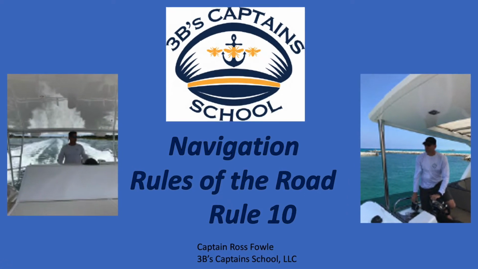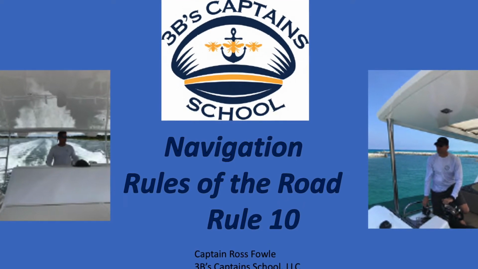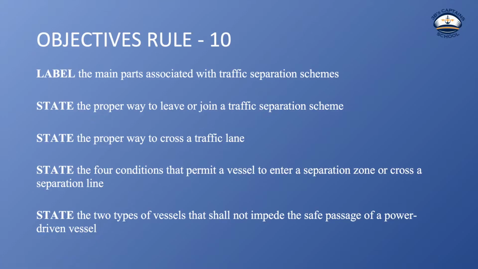In this video, we're going to cover Rule 10. This is Rule 10, Traffic Separation Schemes. Our objectives: label the main parts associated with a traffic separation scheme, state the proper way to leave or join a traffic separation scheme, state the proper way to cross a traffic lane, state the 4 conditions that permit a vessel to enter a separation zone or cross a separation line, state the 2 types of vessels that shall not impede the safe passage of a power-driven vessel.